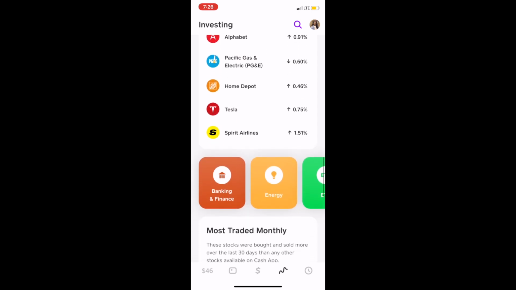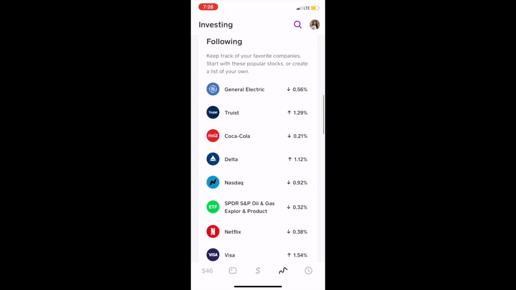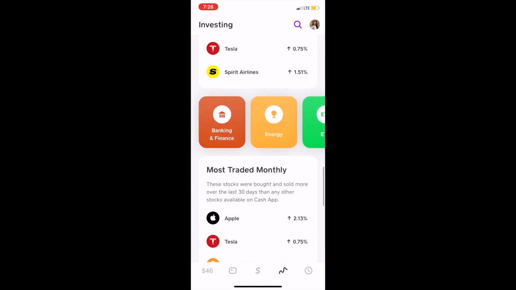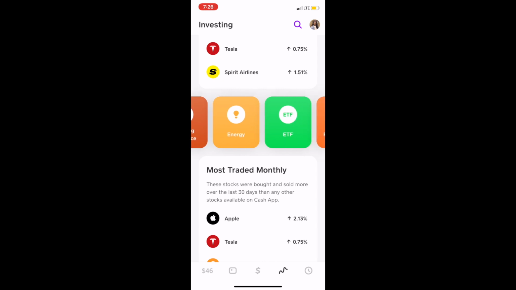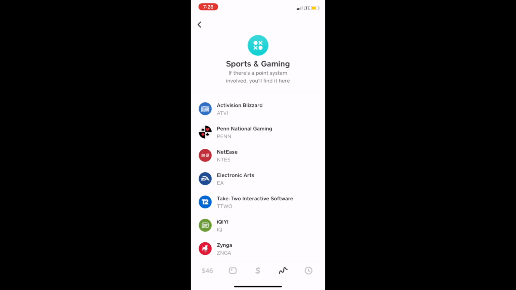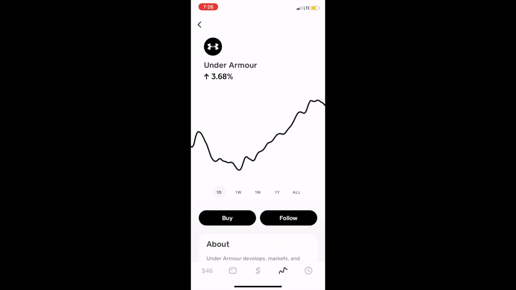I just added them to my following list because I like to see how they're doing. After that, they have sectioned off the different companies for you. So let's take a look at sports and gaming. Let's see, Under Armour. So when you click on a company, you'll see this page which shows their growth or decline. So this line here shows their 1 day growth.